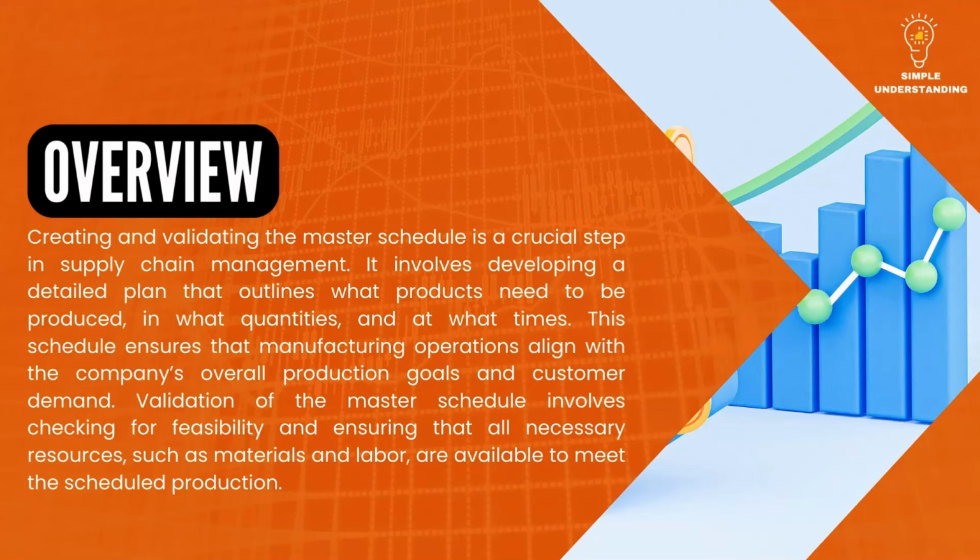Overview. Creating and validating the master schedule is a crucial step in supply chain management. It involves developing a detailed plan that outlines what products need to be produced, in what quantities, and at what times. This schedule ensures that manufacturing operations align with the company's overall production goals and customer demand. Validation of the master schedule involves checking for feasibility and ensuring that all necessary resources, such as materials and labor, are available to meet the scheduled production.